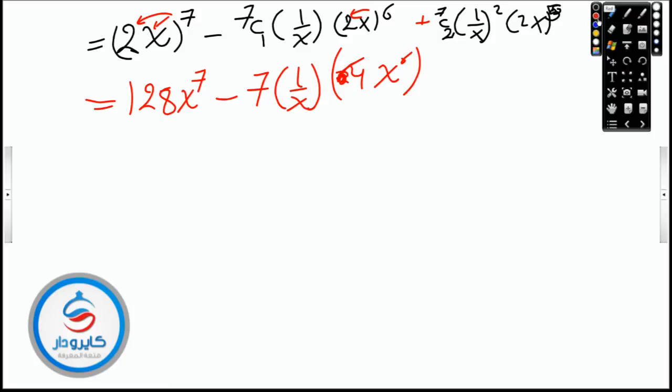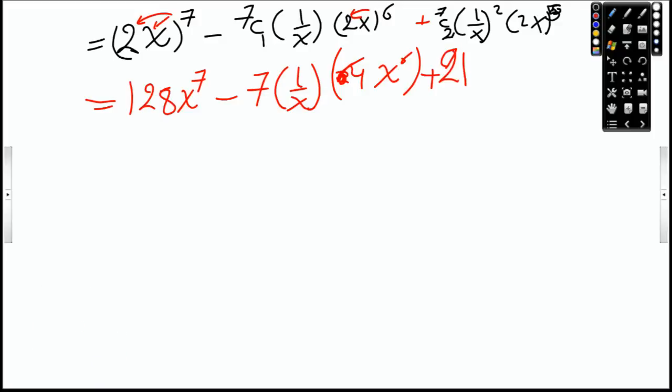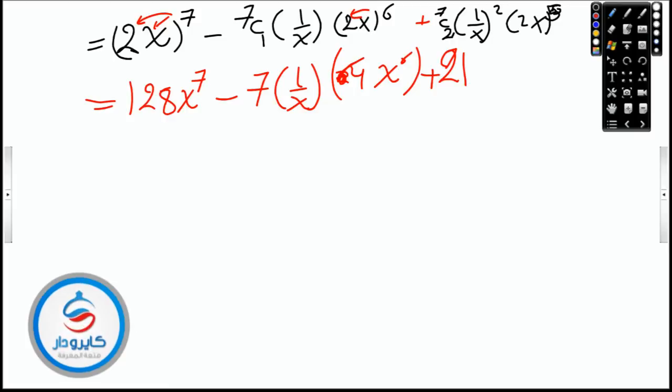How will I use this? It will be here plus 7c2, which will be 21. Also the distribution of the power in case of the product: 2x all power 6, we have 2 power 6 and x power 6, then we have to make the distribution of the power over the division. It will be 1 power 2 over x power of 2. Here is 32 x power 5 and so on.